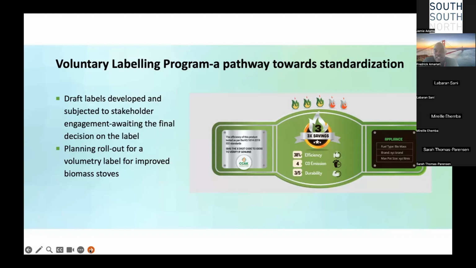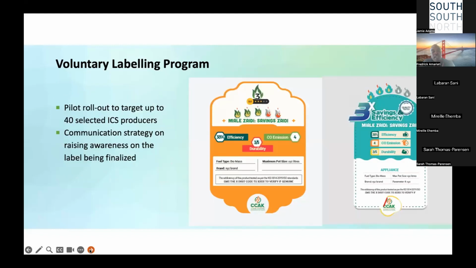We are waiting for finalization from the consultant and then we plan for the rollout starting quarter two of the year 2024. The next slide also shows a few of the other labels that were tried. In terms of piloting, we're looking to do it with up to 40 selected entrepreneurs that we are supporting, to see how best this goes before we do the massive rollout.